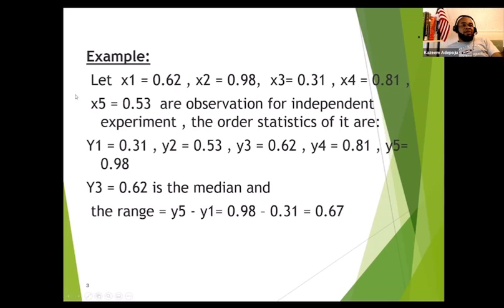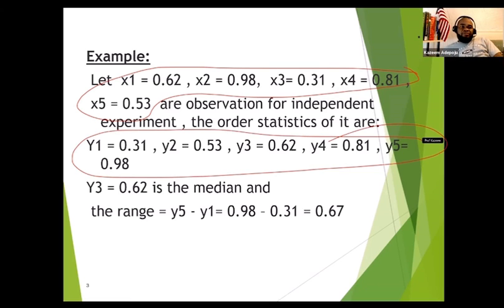Now, if we let x1 be this, x2 be this, x3 be that, x4 equal to that and x5 equal to that, what did you notice? What you notice here is that they've not been ordered, right? So this has not yet been ordered. And after ordering them, this is what we're going to have, from the smallest to the largest. Look at that. So this arrangement here is different from this arrangement.